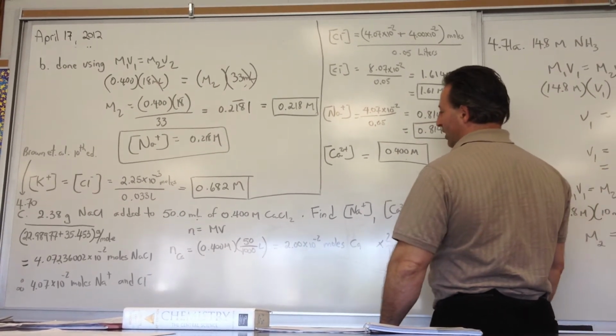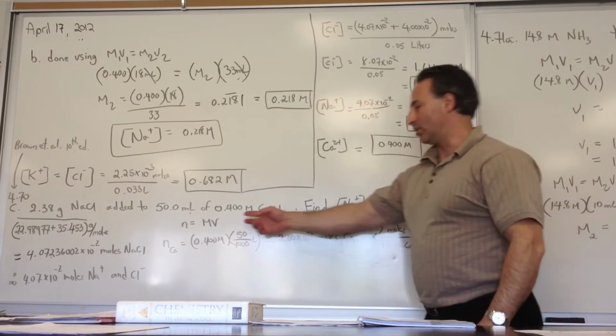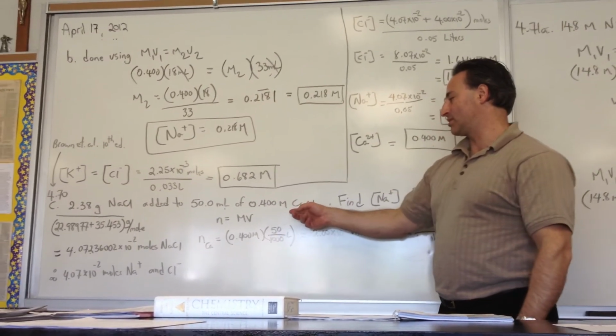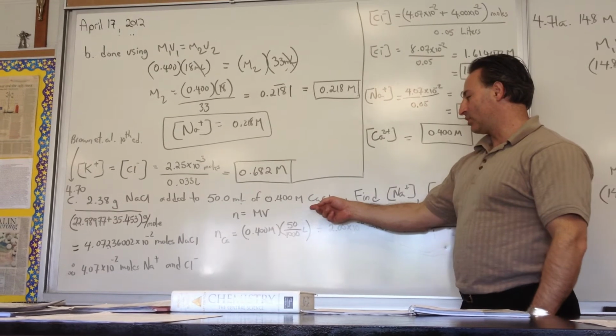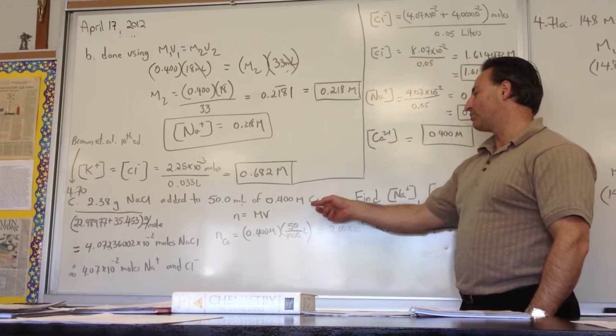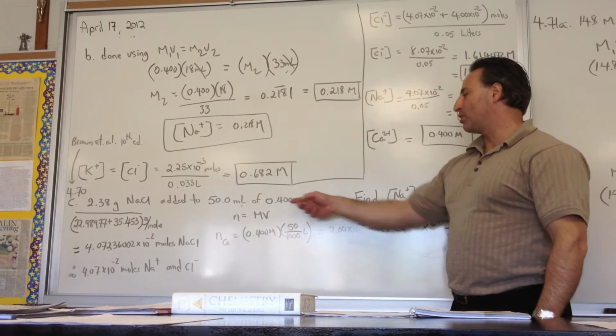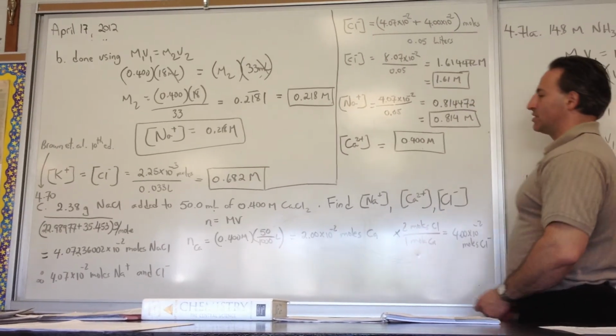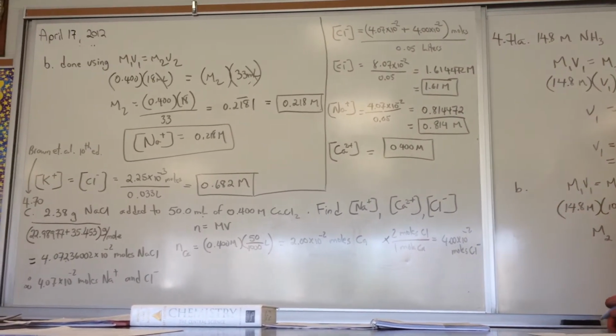And for the calcium ion concentration, it's 0.4 molar because it's the same as the concentration of the solution. If there's 1 mole of calcium chloride, then there's 1 mole of calcium. If there's 0.4 moles of calcium chloride, then there's 0.4 moles of calcium. So the concentration of calcium ions is going to remain the same.